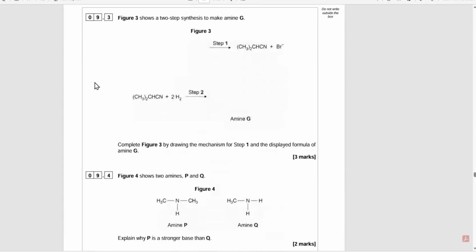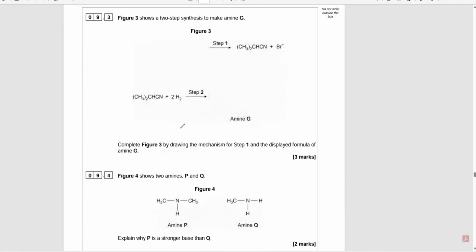Okay, let's go. Right, 9.3. Figure 3 shows a 2-step synthesis to make amine G. We've got step 1 seems to have made a nitrile and released a bromide ion. So we're probably coming from a haloalkane, right? And then in step 2, we've got our nitrile being attacked by hydrogen and forming amine G.